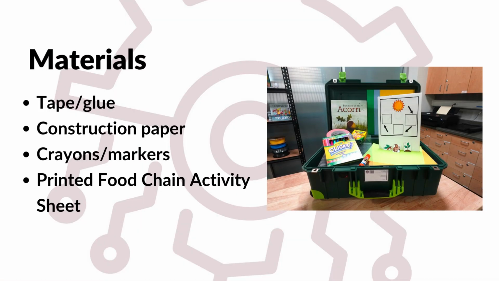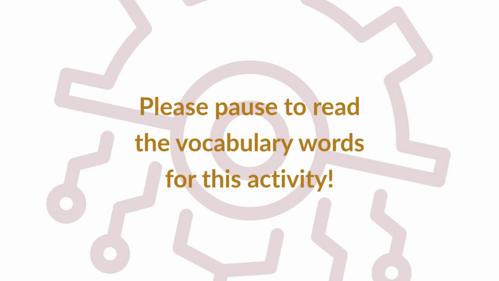The materials that you will need for this activity are tape or glue, construction paper, crayons or markers, and the food chain activity sheet, which can be found on our website. The vocabulary for this lesson is ecosystem, plant, animal, non-living, and living.